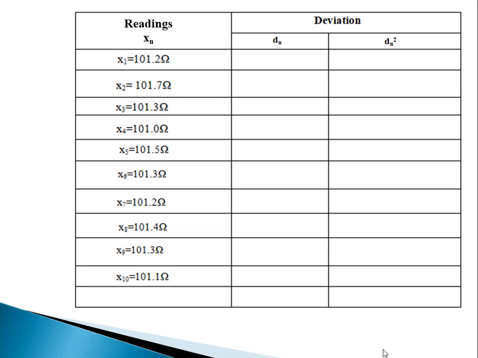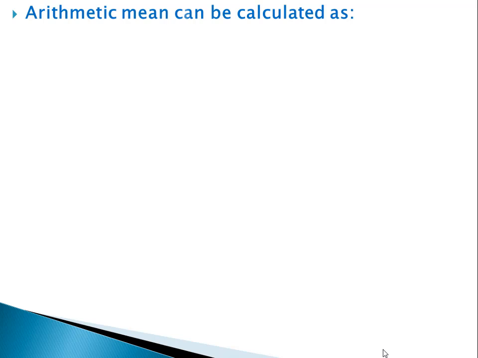Now the next step is to add all 10 readings, so summation xn is equal to 1013.0 ohm. In this problem, the total number of readings taken, small n, is equal to 10. Now we can find the value of the arithmetic mean.